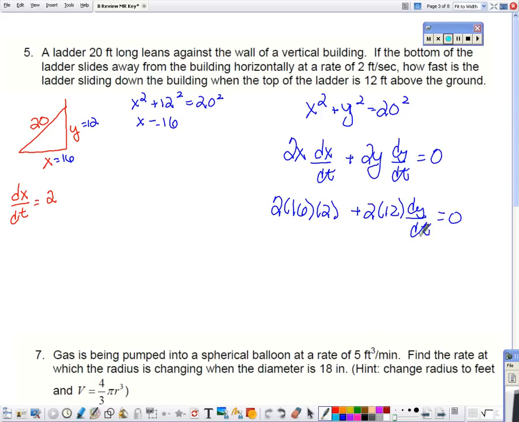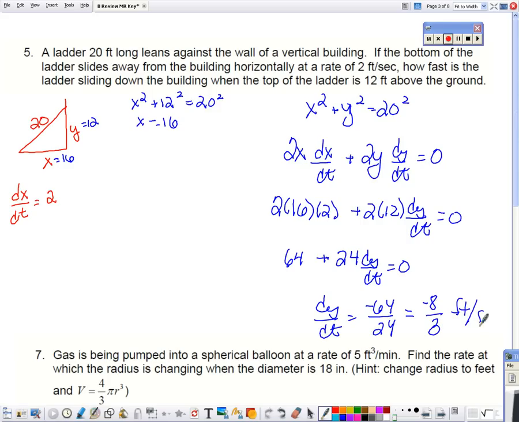Now we have to simplify and solve for dy/dt. So 2 times 16 times 2 is 64. We're going to subtract the 64 over and divide by 24. And then reduce, so we get negative 8/3, and that's feet per second.